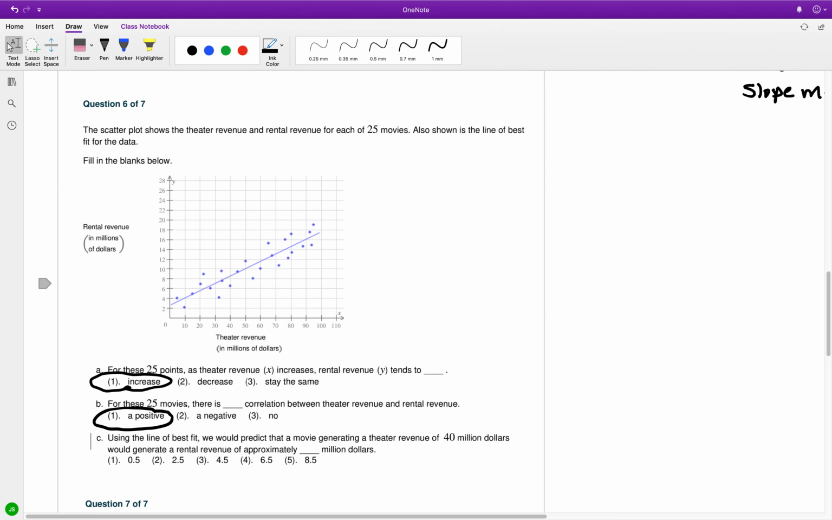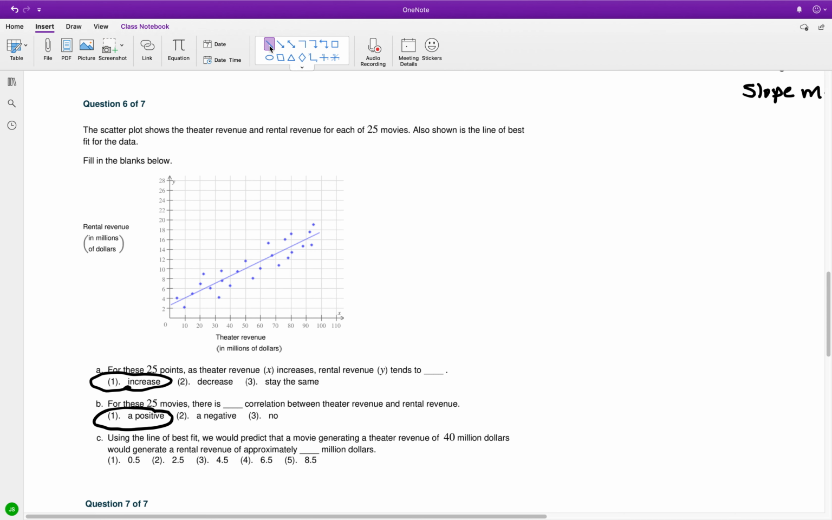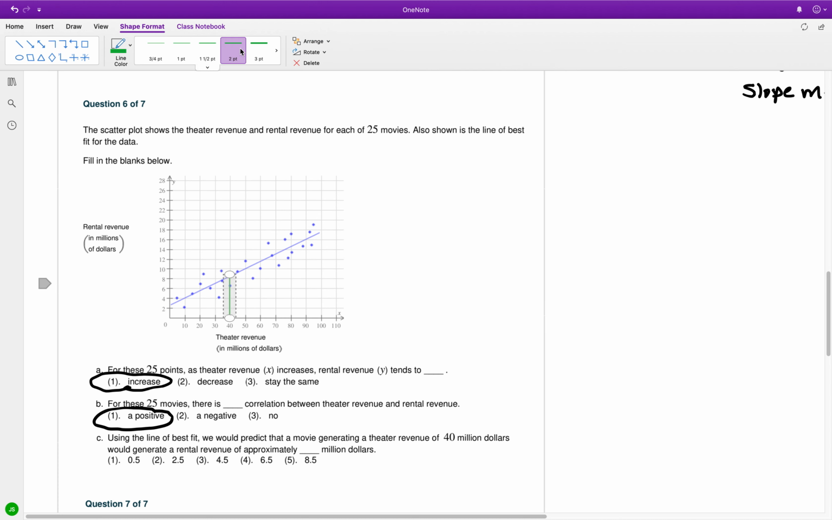Now, it says that using the line of best fit, we would predict that a movie generating a theater revenue of $40 million would generate a rental revenue of approximately how many million dollars? So with the theater revenue, we have 40. Just looking at this correlation here, with the theater revenue at $40 million, I take what I have here and line it up with the line.